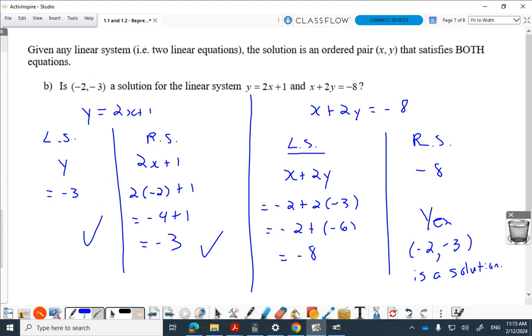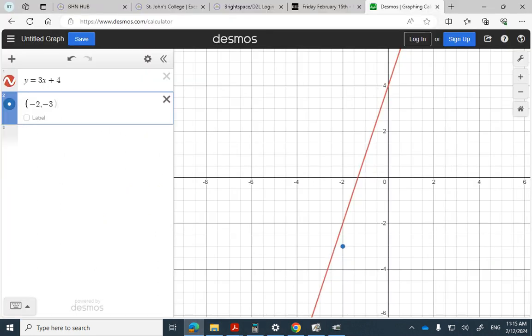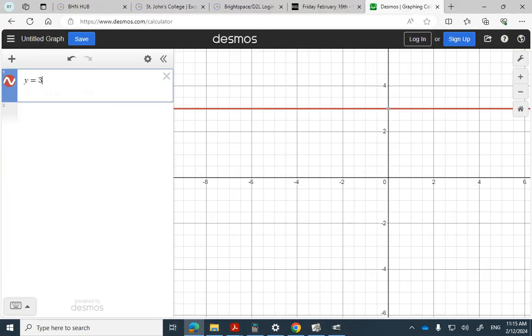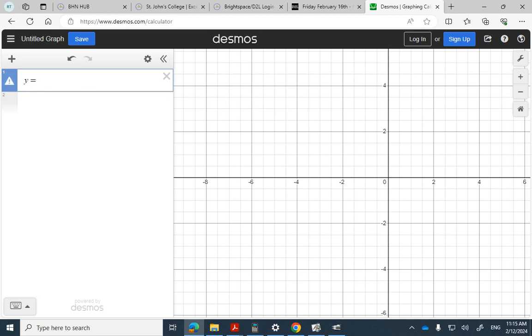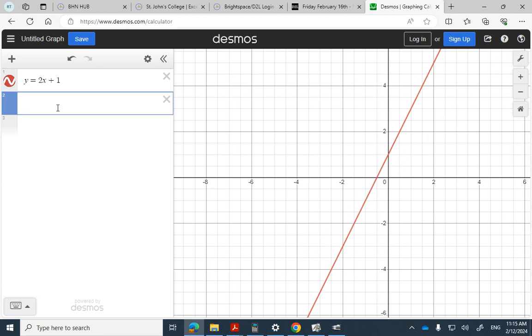But let's go back to Desmos. I'll come back to this. So if you need more time to copy, don't panic. I just want to show you Desmos really quick of these two equations. Who's with me? What was the first equation this time? y equals 2x plus 1. And the second equation was? x plus 2y equals negative 8. Did I copy that down right? And the point?